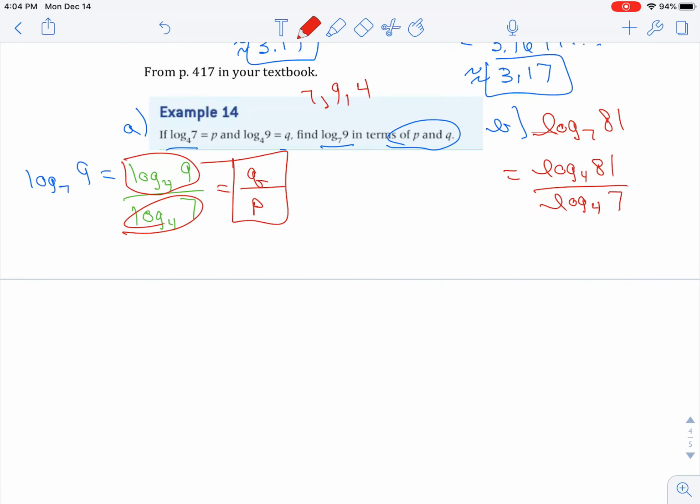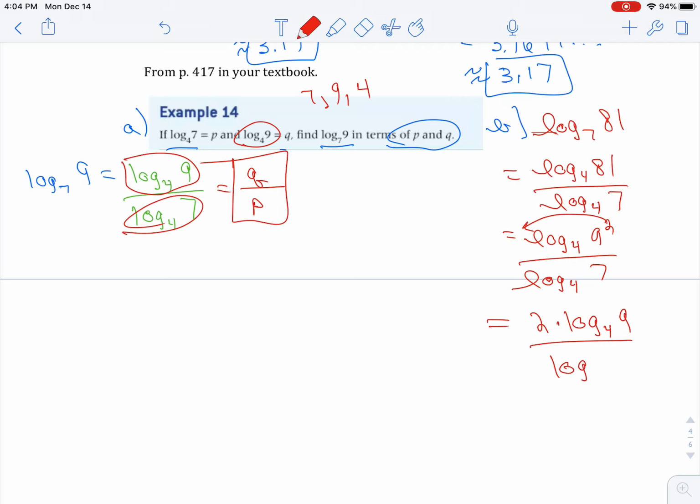Now, up on the top, we have log base 4 of 9, but 81 is 9 squared. So this is really log base 4 of 9 squared divided by log base 4 of 7. I have the log of a power, so I can bring that in front. So I get 2 times the log base 4 of 9 divided by the log base 4 of 7. So the log base 4 of 9, that's the q. And log base 4 of 7 right here, that's the p. So 2q over p for that one.